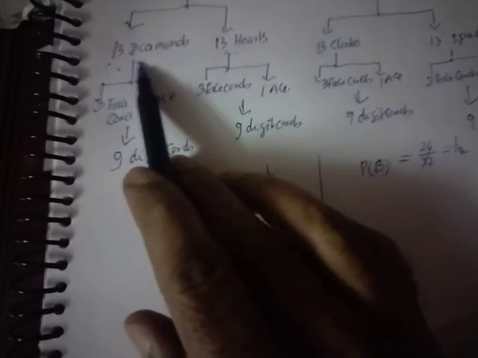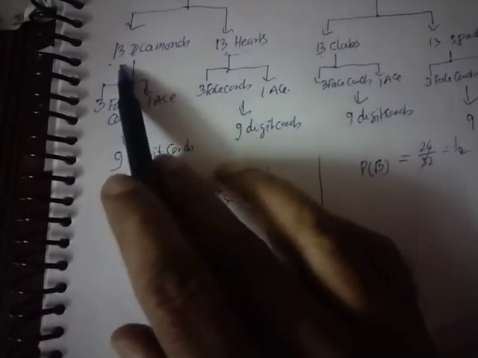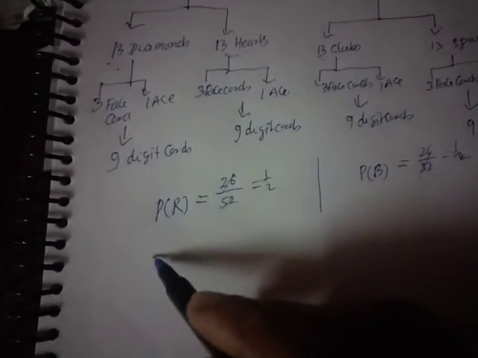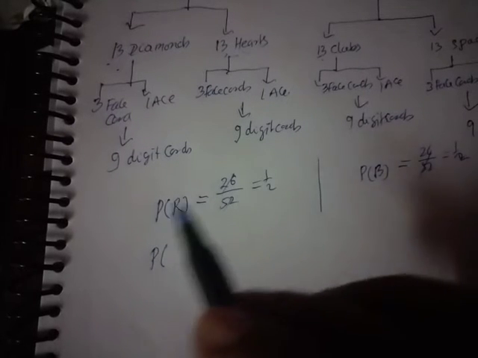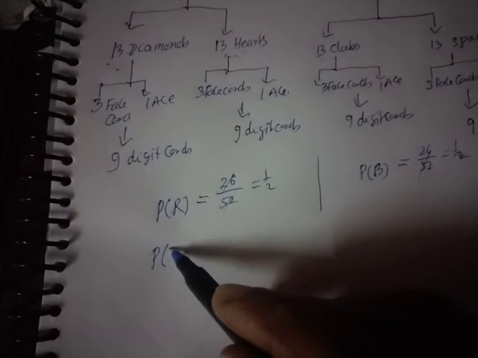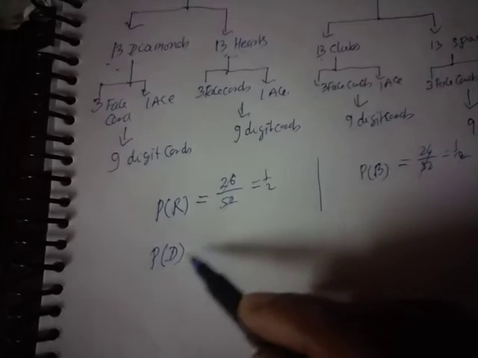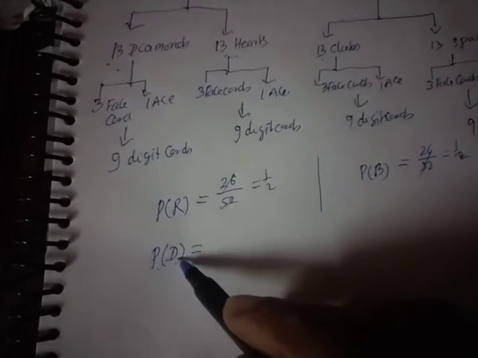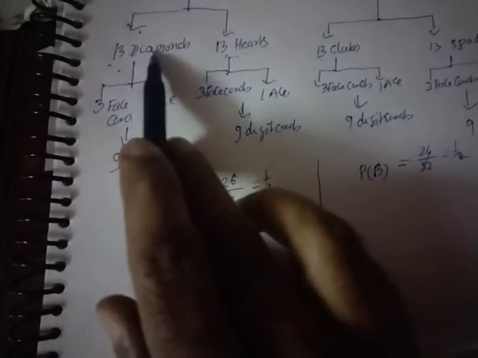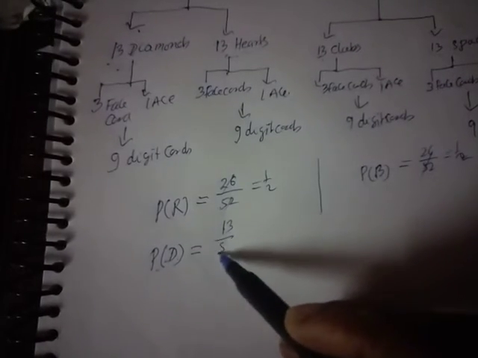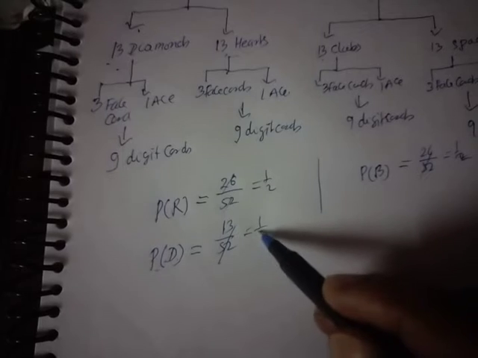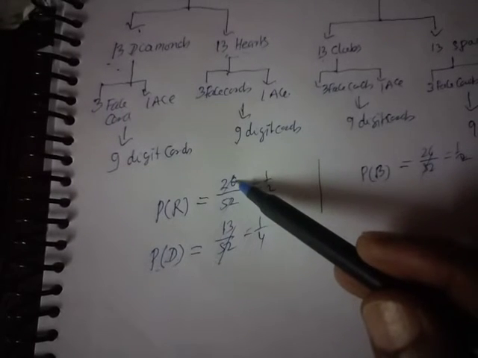Okay. Now you have to find out the probability of a diamond card. There are 13 diamonds. So student, you know that diamond is in the red cards. The probability of a diamond card is how much? 13. So this is 13 upon 52, which is 1 upon 4.